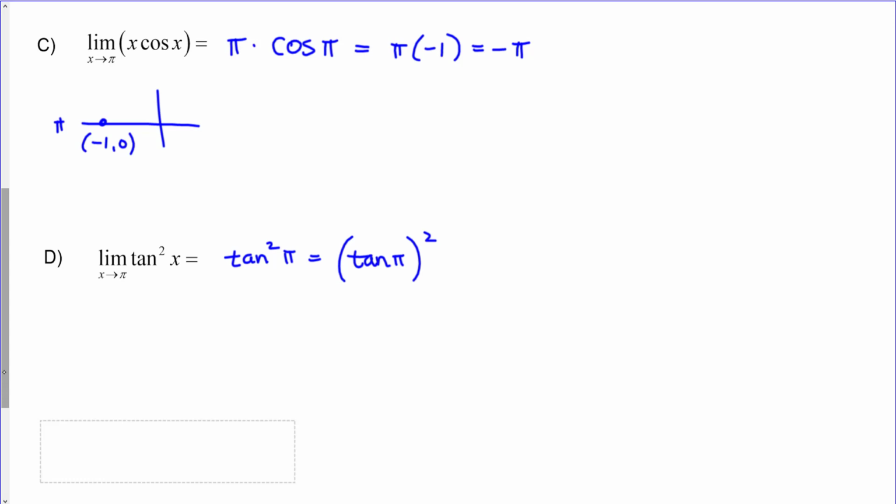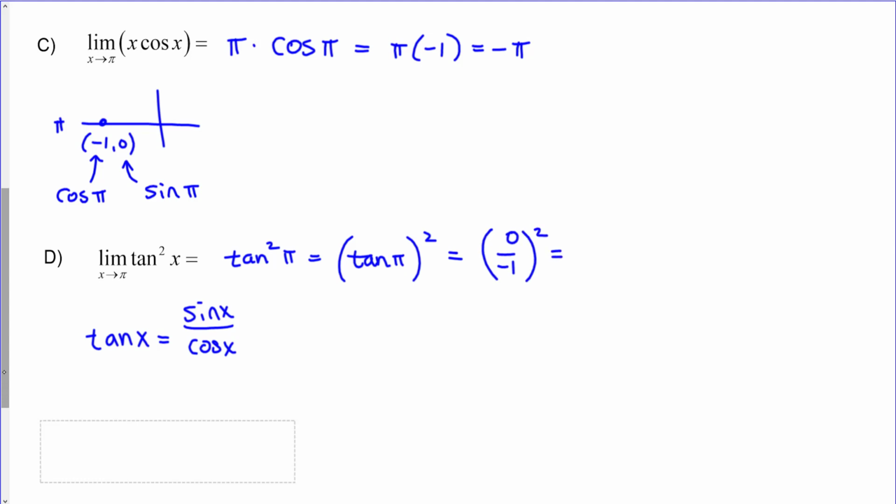I've already got pi listed here, so if you're unsure of exactly what tangent of pi would be, remember that tangent of anything is sine x over cosine x. So at pi, this would be sine of pi over cosine of pi. So it's going to be 0 divided by -1, squared. 0 divided by anything is just 0. So this results in 0. That's fine. That's a perfectly great limit value.